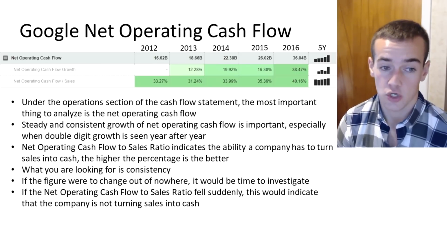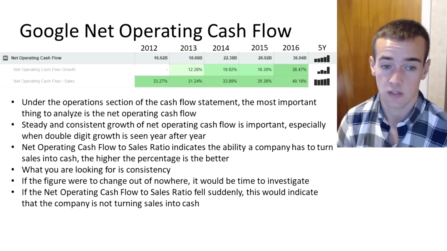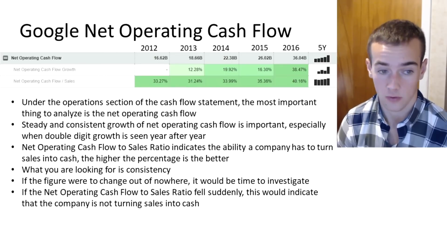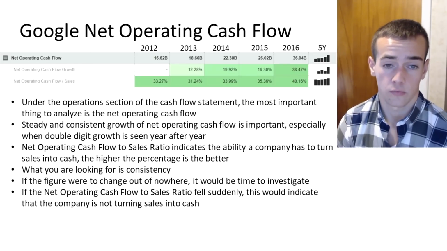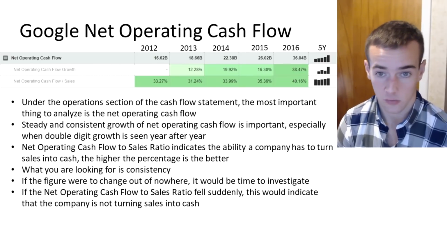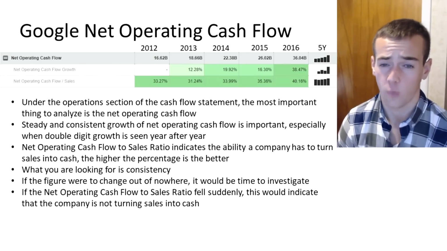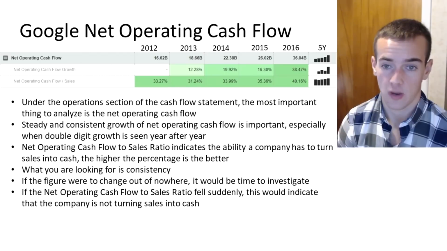So under the operations section of the cash flow statement, the most important thing to analyze is the net operating cash flow. So what you're looking for is steady and consistent growth of net operating cash flow. This is very important, especially when double-digit growth is seen year after year. So as we can look at here with Google, for the last 5 years, we're seeing consistent double-digit growth of the net operating cash flow. So we see 12.128% and then 19.92% the year following, 16.3%, and then in 2016, almost 40% growth in net operating cash flow. And as you can see there, the 5-year trend is trending upwards.